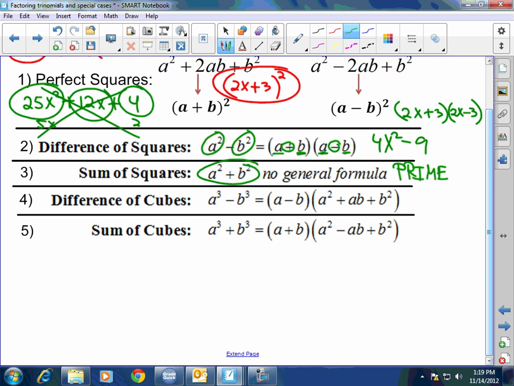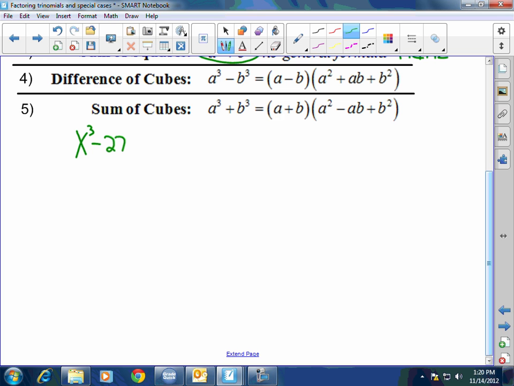Difference of cubes and sum of cubes. Okay? These formulas are great only if you can find the a value. So for example, if I have x cubed minus 27. First thing I always want to do is find my a and my b. And the way I can do that is by finding the cube root of the first term and the cube root of the second term.